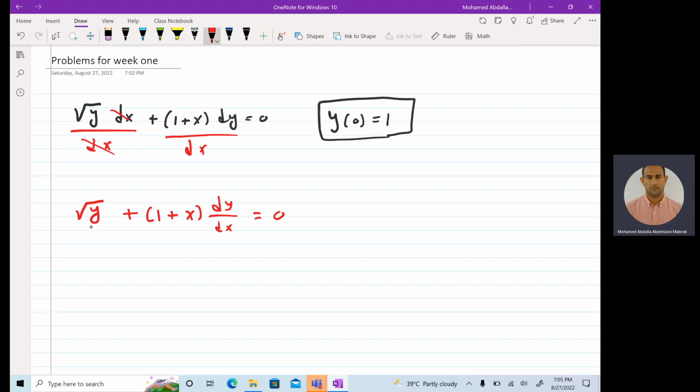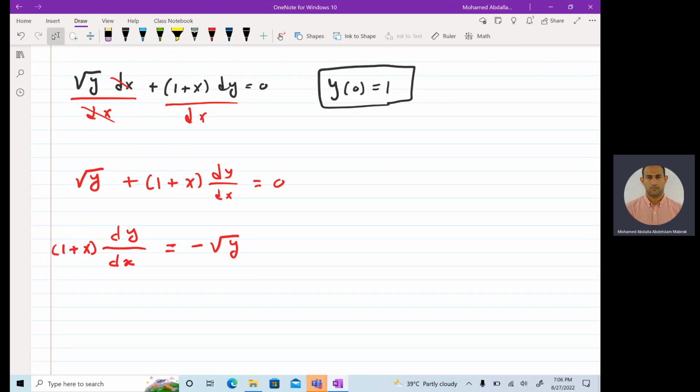And then I can take the square root of y to the other side. There are many ways we can do that, but this is one way. So 1 plus x times dy by dx is equal to minus square root of y. Then I will possibly divide by 1 plus x. There should actually be an easier way than this, but it's okay. So dy by dx equals minus square root of y over 1 plus x. So now it's written like a first order differential equation.